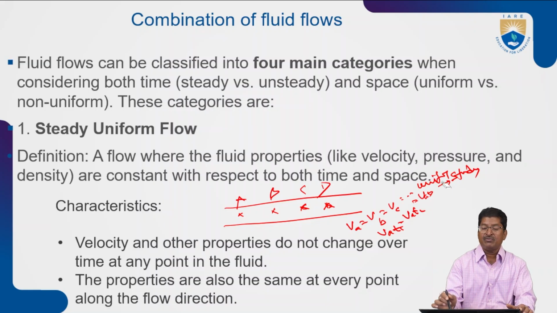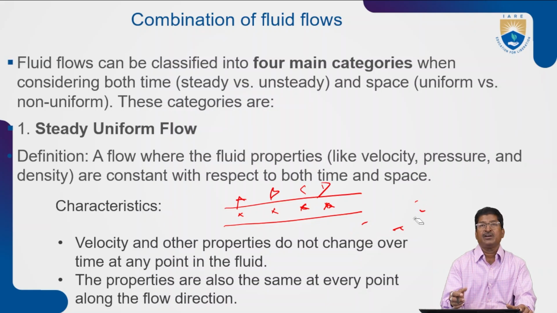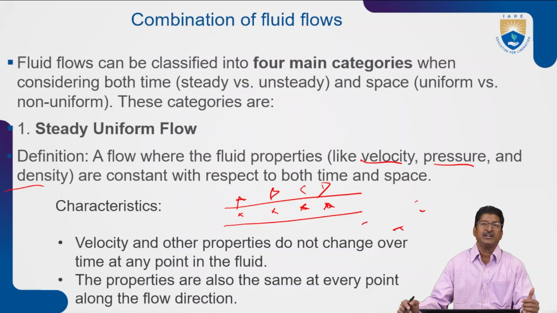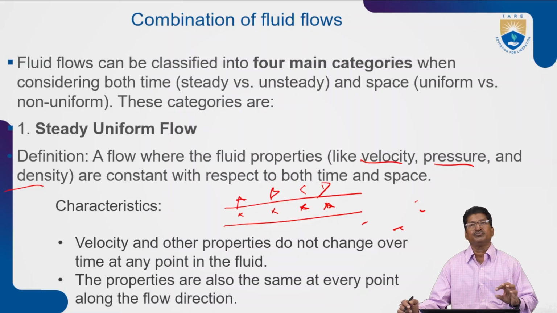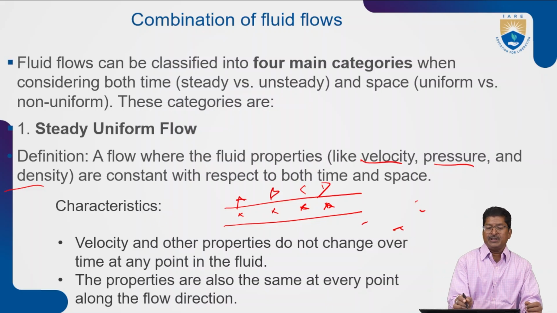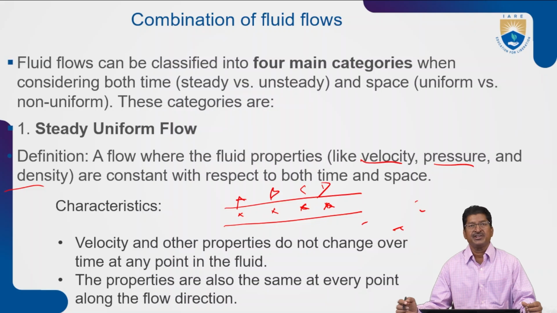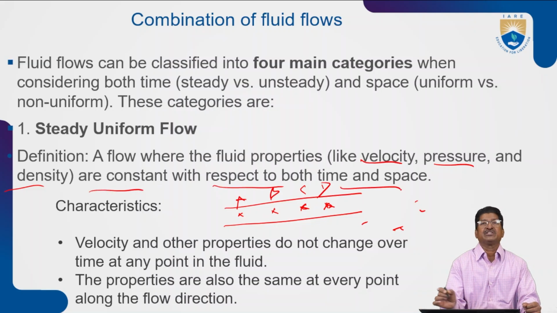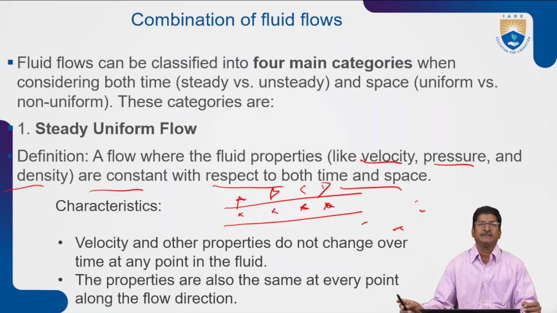So what is given here? Velocity, pressure, and density. So these three properties are the same. Velocity is the same at different points and different timings. Pressure is the same at different points and different timings. So here the velocity, pressure and density are constant with respect to both time and space. So they are called steady uniform flow.